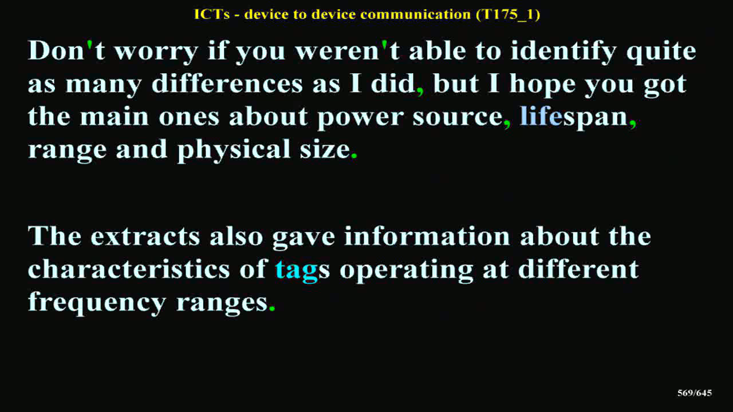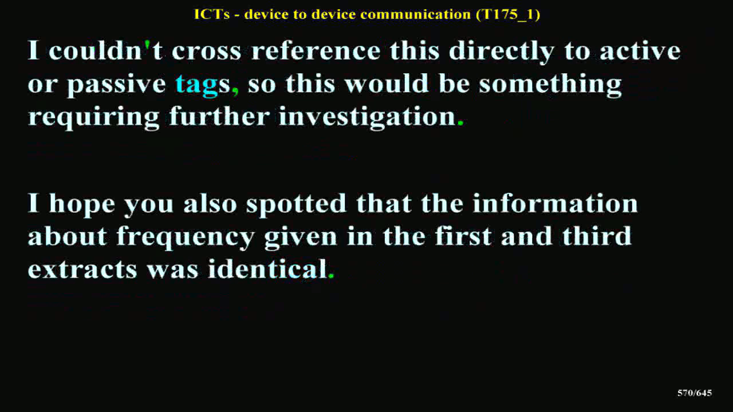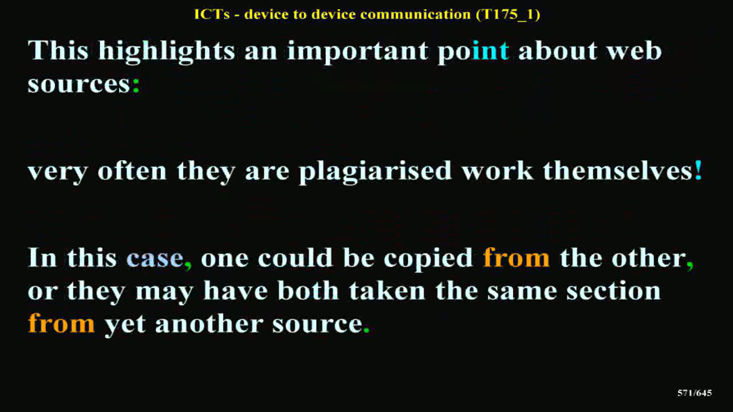The extracts also give information about the characteristics of tags operating at different frequency ranges. I couldn't cross-reference this directly to active or passive tags, so this would be something requiring further investigation. I hope you also spotted that the information about frequency given in the first and third extracts was identical. This highlights an important point about web sources. Very often they are plagiarist work themselves.